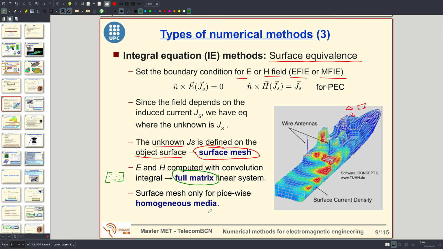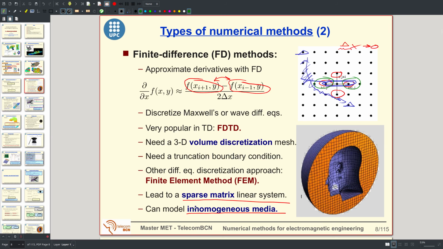And also very important, remember that when we explained surface equivalence, I said that you need a homogeneous medium inside the volume where you apply surface equivalence. So in the volume V, where you compute the fields, you need that the volume V must be homogeneous. This is very important because remember that in the finite difference method, the volume could be inhomogeneous.